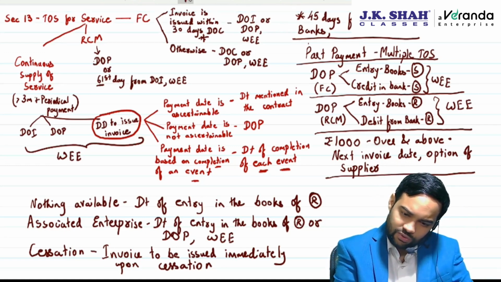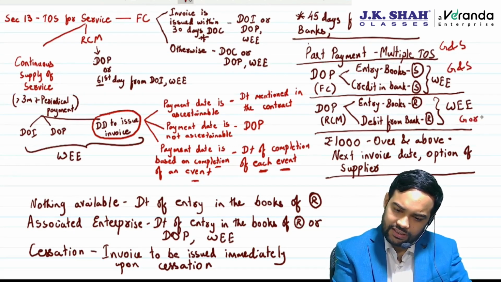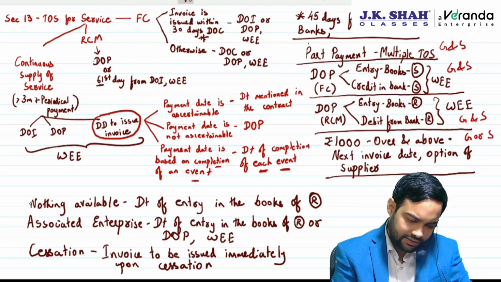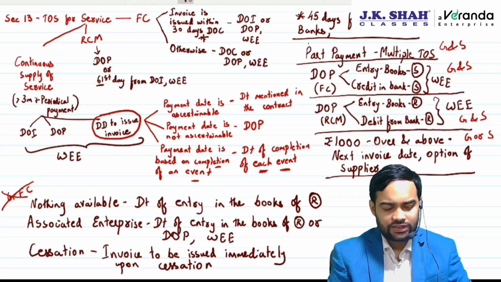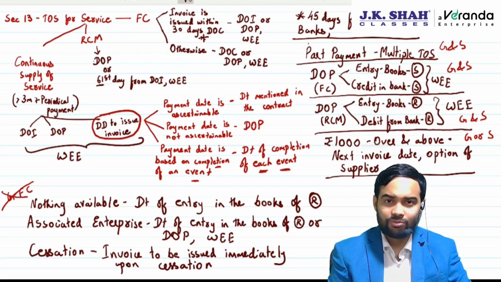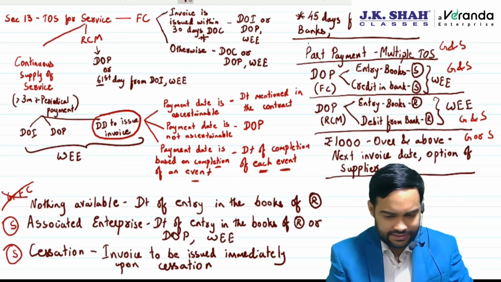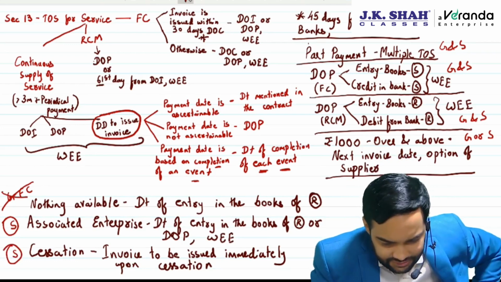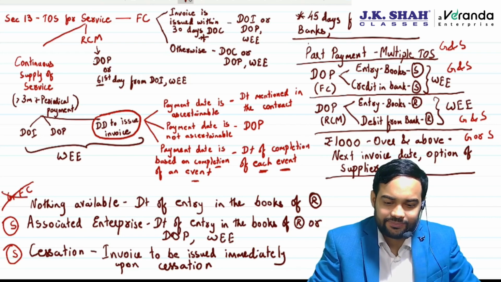Now this is only for service. This is for goods and service. This is also for goods and service. The 1000 also is applicable for goods and service. This one point is not there in goods forward charge. Otherwise it is mentioned, but goods forward charge doesn't mention this particular point. Associated enterprise is only for services and cessation is also only for services. So that is how each of these provisions are to be dealt with in the examination.